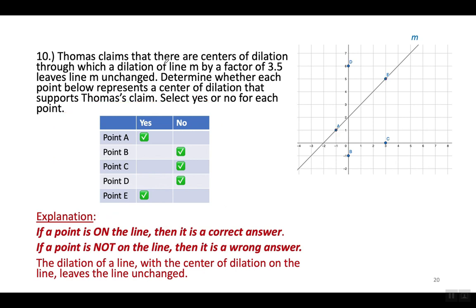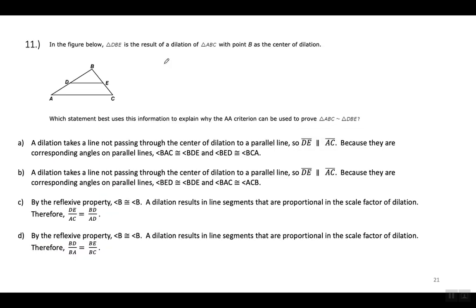All right, moving on. Number 11. In the figure below, triangle DBE is the result of a dilation of triangle ABC, with point B as the center of dilation. Which statement best uses this information to explain why the AA angle criterion can be used to prove that triangle ABC is similar to triangle DBE?